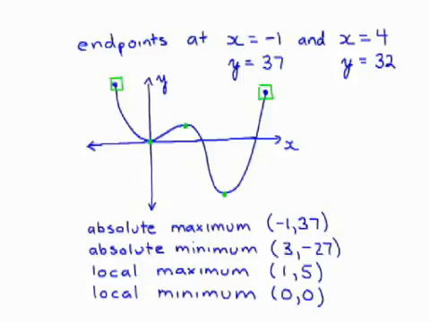But for now, I'm going to just indicate with this particular question that we have only one absolute maximum, one absolute minimum, one local maximum, and one local minimum.